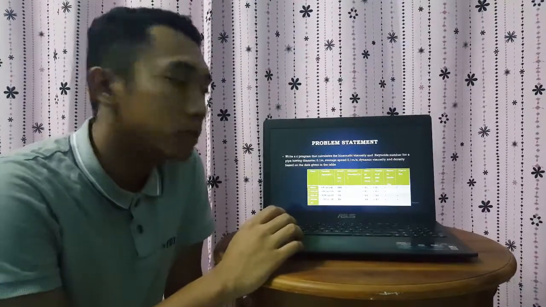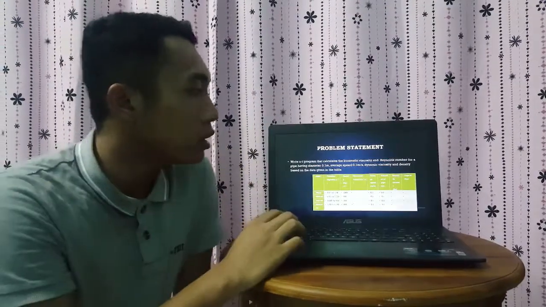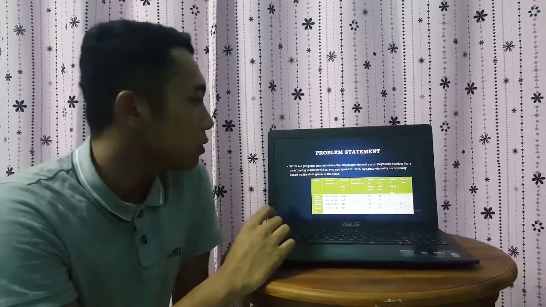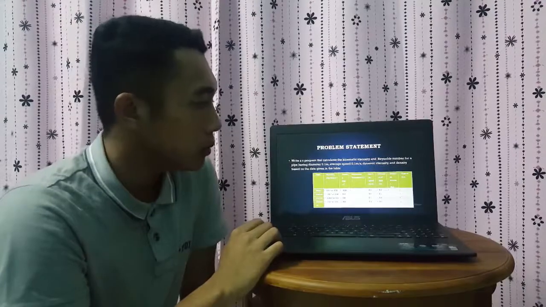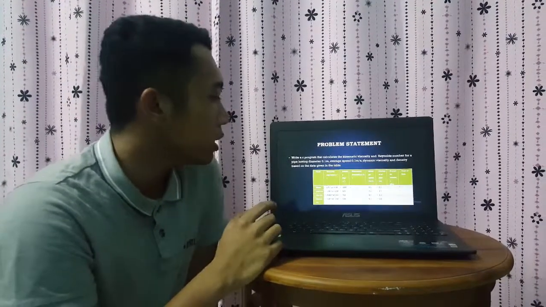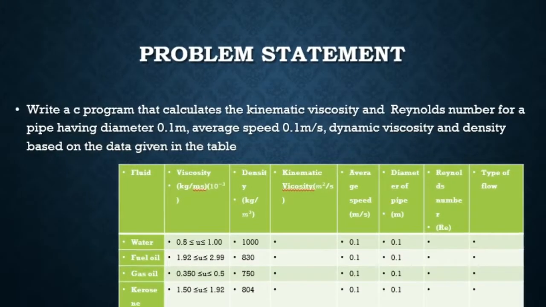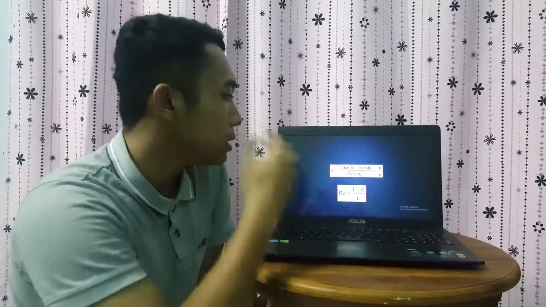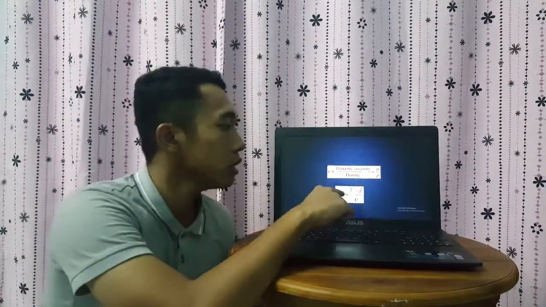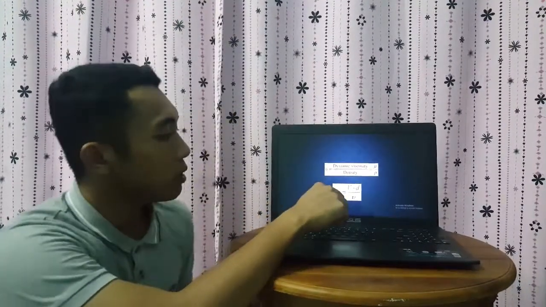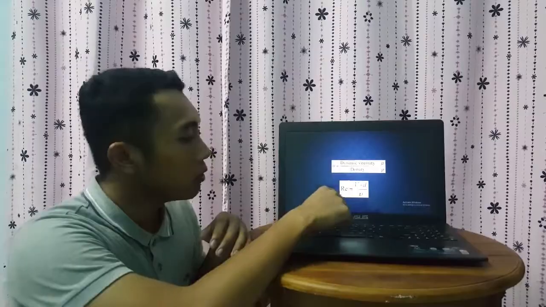Okay, and now we move to the problem statement. The problem statement for this project is to write a C program that calculates the kinematic viscosity and Reynolds numbers for a pipe having diameter 0.1 meter, average speed 0.1 meter per second, and the dynamic viscosity and density are given in the table. And this is the formula for the kinematic viscosity, which is dynamic viscosity over density, and for the Reynolds number it is velocity times diameter over kinematic viscosity.